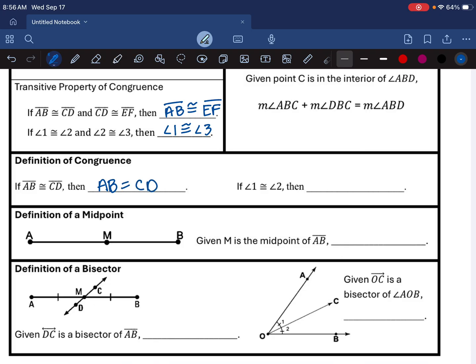Anything that is congruent means that it is equal to each other, right? Same example, we can use segments or angles. What do I know about angle 1 and angle 2? The measure of angle 1 is equal to the measure of angle 2. Remember, if we're going to use an equal sign, we have to use measure. Okay?